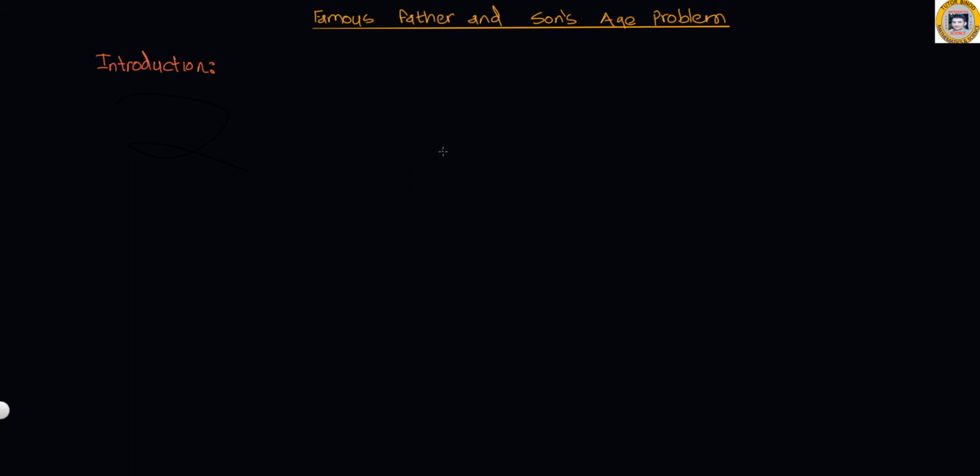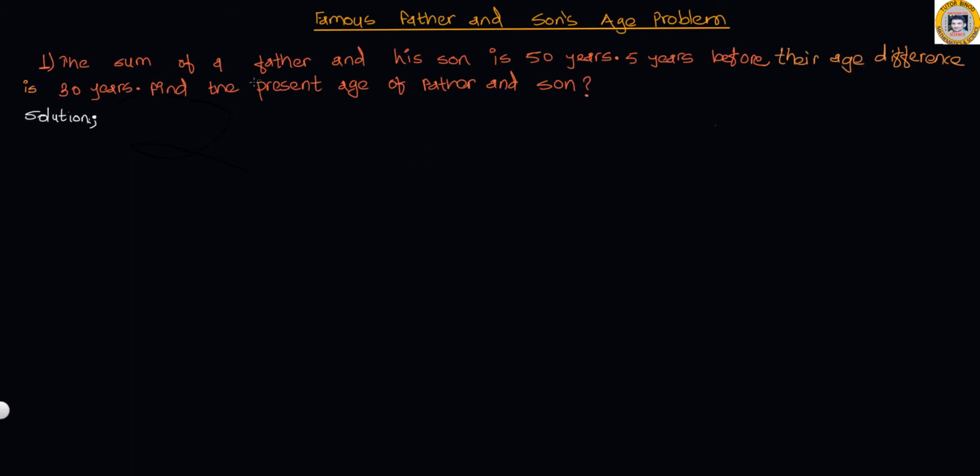So let's get started. In this problem, the sum of the ages of father and his son is 50 years, which is now. 5 years before, their age difference is 30 years. Find the present age of the father and son. Let us consider that the present age of father be x years and son be y years. So f is the notation for father, whereas s represents the son.